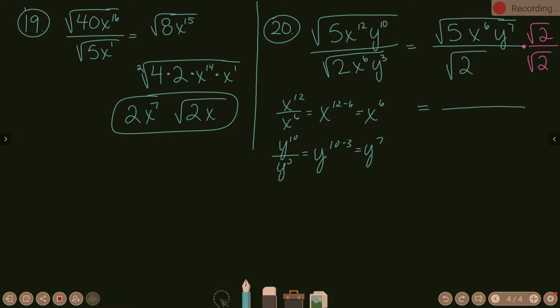Okay. On top, I have the square root of 5, x to the 6th, y to the 7th, times the square root of 2. Well, when I multiply those, 2 times 5 is going to be 10. So 10, still x to the 6th, still y to the 7th. On bottom, square root of 2 times square root of 2. 2, right? And you can go ahead and say 2 there if you want.